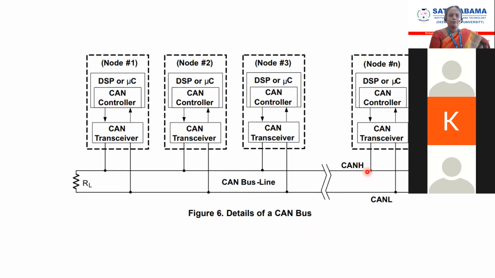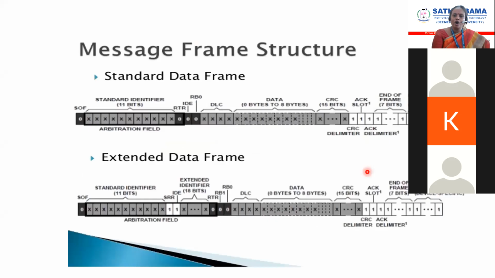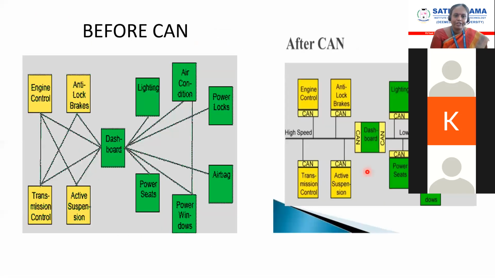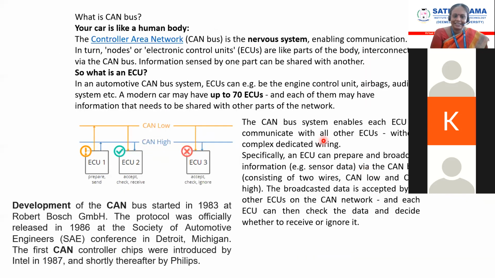Okay, so please listen. I will tell you how to write this as a 16 mark question for CAN. First you write about what is CAN. This diagram is enough. One node is transmitting, another one is receiving, another one is ignoring. Transmitting means CAN low, receiving means CAN high.